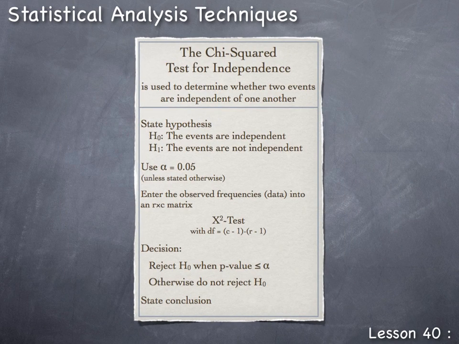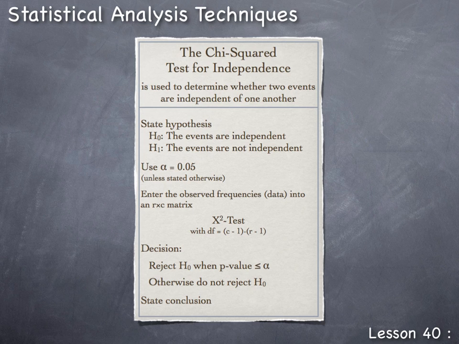The chi-squared test for independence is used to determine whether two events are independent of one another. Now, in earlier lessons, we've learned the idea of independence. And at that time, we informally made conclusions based on whether events were independent or not by arguing whether the probability of E given F is equal to the probability of E without the given F. But now that we've learned formal hypothesis testing procedures, whenever we want to test whether two events are independent of one another or not, we will use the formal chi-squared test for independence.